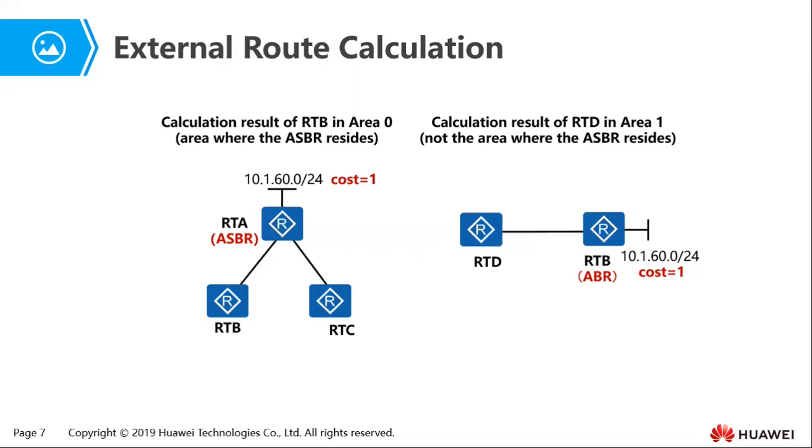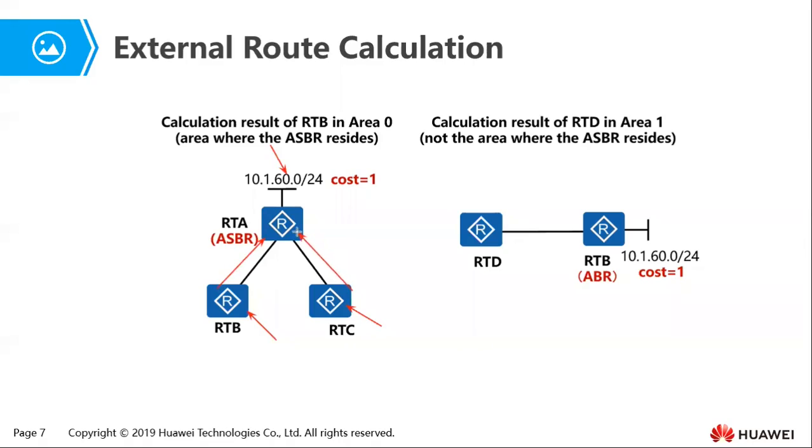So what happens? Because they are directly connected and they're within the same area, when RTB receives the type 5, how is it going to know that the ASBR belongs to this area? It's going to know that by examining the advertising router field from that type 5. So it's going to know that, hey, I'm in the same area with the ASBR. Once it knows that, then it's going to set the next hop to this network as the ASBR.